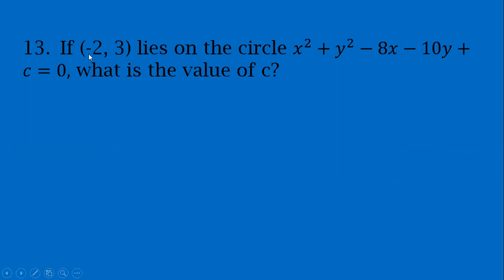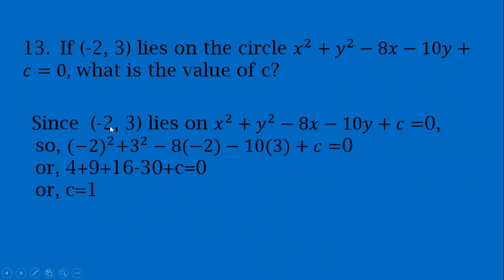See, if (-2, 3) lies on this circle, what is the value of c? We know if any point lies on this circle, then definitely this point will satisfy this equation. So by satisfying this equation by the point, we get the value of c. You see, we have put the value of x as -2 and the value of y as 3, thereby we get the answer.